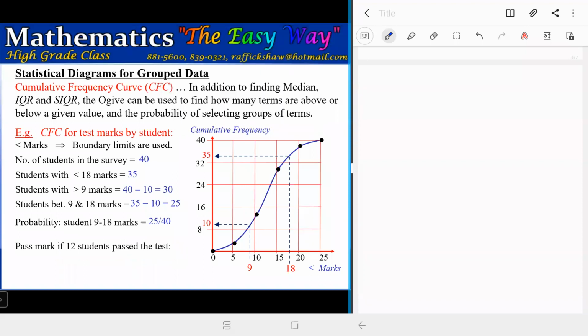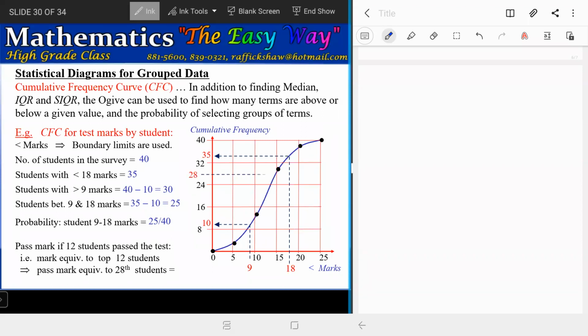So, if you want to pass the test, you have to score more than what the 28th student got. Right? Top 12 students. So basically, the pass mark is equivalent to what the 28th student got. In other words, you have to score more than what the 28th student got to pass the test. You see there, find the 28th student on the graph.